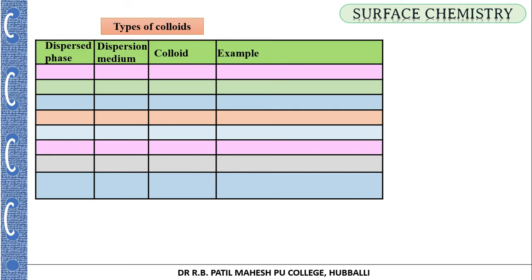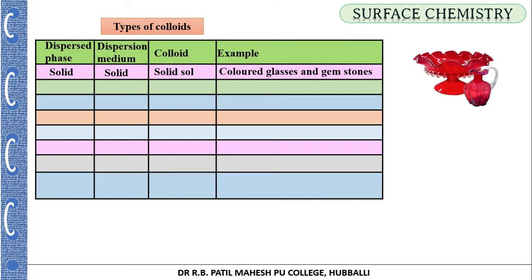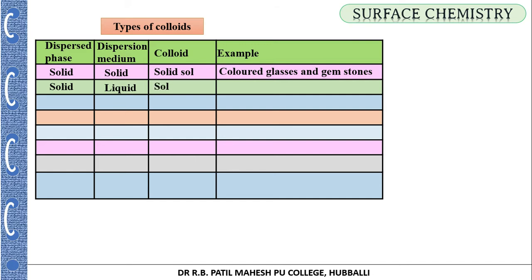The first dispersed phase is solid and medium is also solid, and that is called solid sol. Examples, colored glasses and gemstones, students. So here you can see colored glasses, which are an example for solid sol. The second one is dispersed phase solid, dispersion medium liquid, and that is called sol. Example, paints and cell fluids.